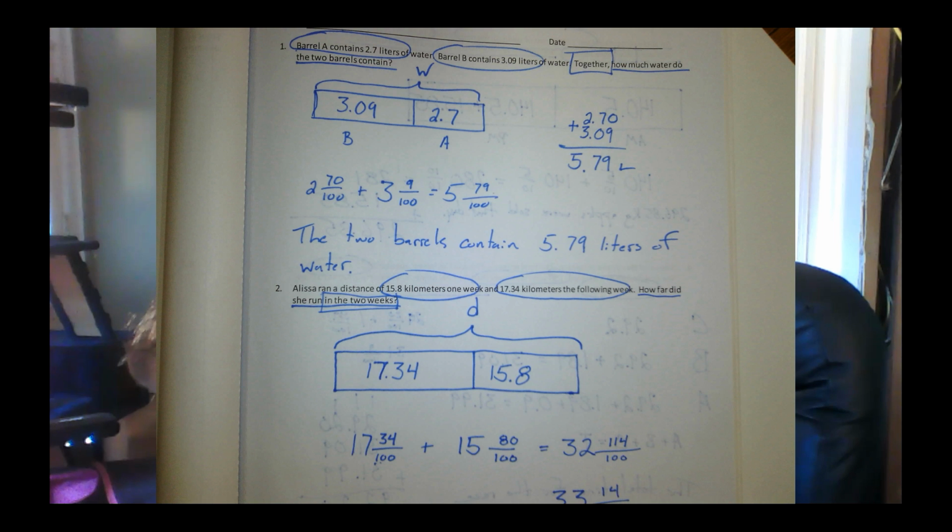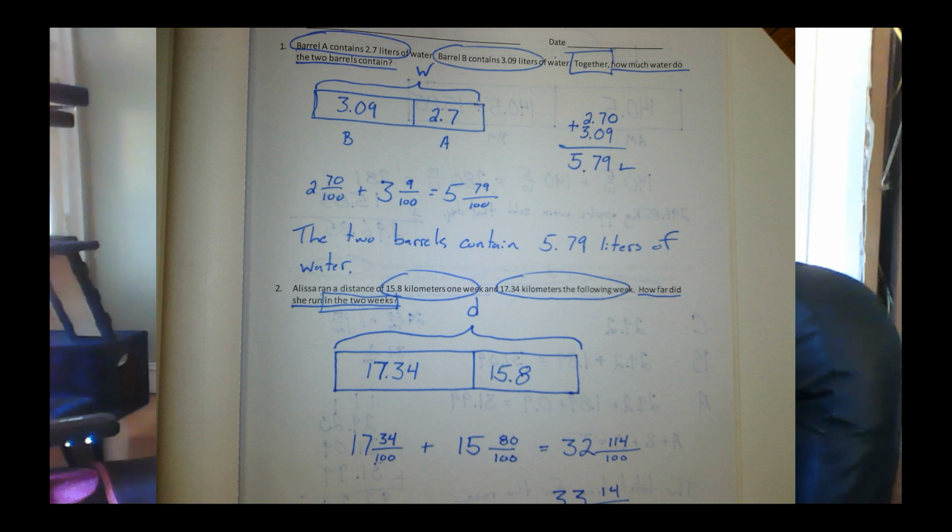3 and 9/100, 2 7/10, right? We've got barrel A, barrel B, and together they're going to give us W for the total amount of water. So that's our missing whole that we need to find. You could show these values as fractions, but since today we're focusing on adding in decimals, I'm going to set myself up to add these numbers together just the way they are.